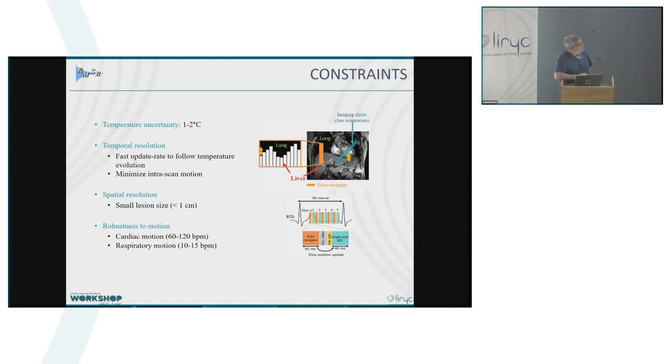The problem is that you usually make a lesion of very small dimensions, so you need to have quite good spatial resolution, in the range of 1 millimeter or better. And of course, you need to deal with these two motions. Using this strategy, we're able to acquire 5 slices every heartbeat, using a combination of a navigator, fast saturation, and a single-shot EPI with parallel imaging.